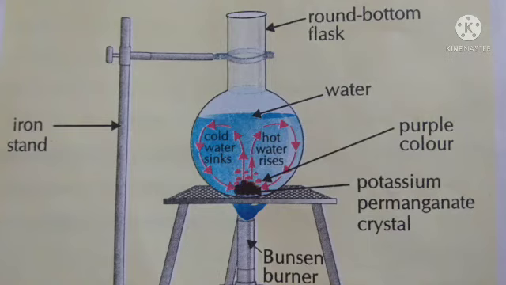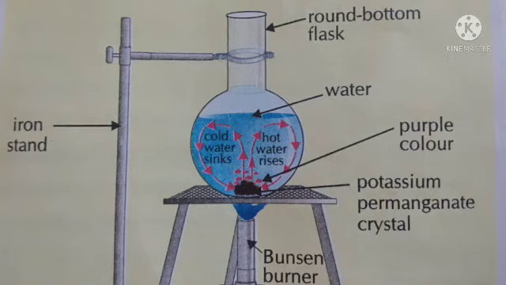In this activity, we have to show that the liquid transfers heat by convection. For doing this activity, we require a round-bottomed flask, the chemical potassium permanganate, a Bunsen burner, an iron stand, water, a tripod stand, and a spatula. These are the things we require for doing this activity. So how can we do this activity?